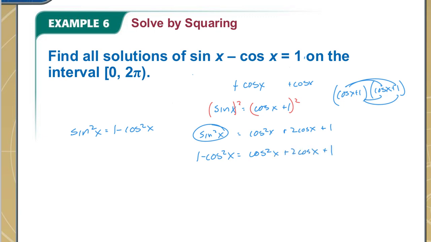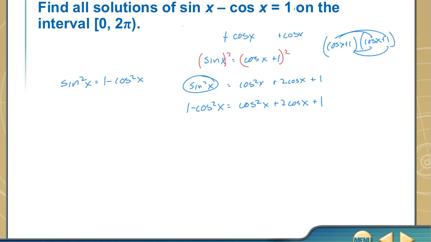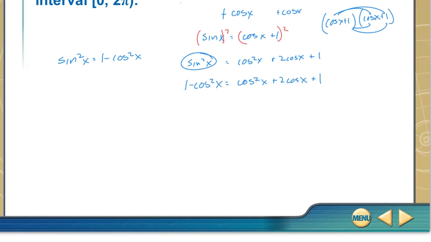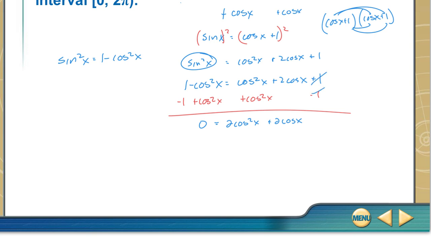Now I have an entire equation where everything is in terms of cosine of x. So I'm going to go ahead and get one side equal to 0. So I'm going to subtract 1 and add cosine squared of x. And the result of that will be 0 on the left side. On the right side, we get 2 cosine squared of x plus 2 cosine of x, and then the 1's cancel out. So what we have here is quadratic, but because there is no c term at the end, this is really easy to factor by GCF.